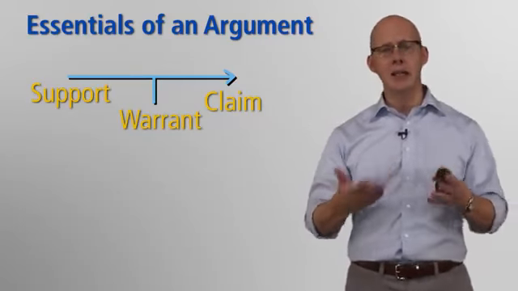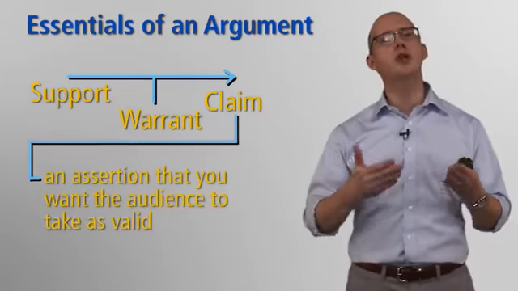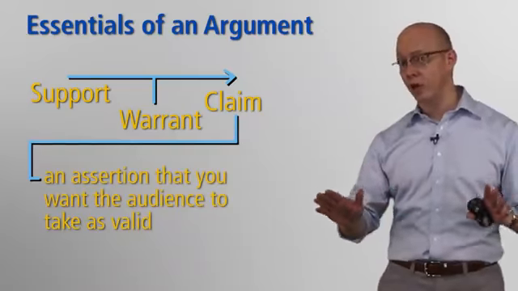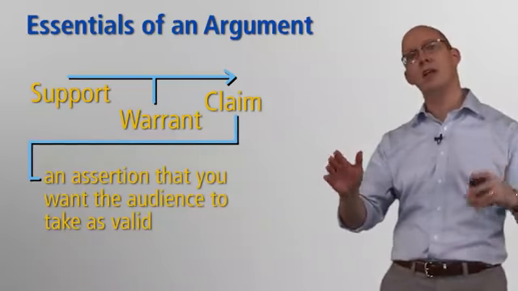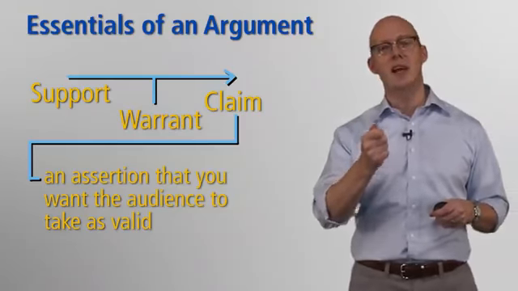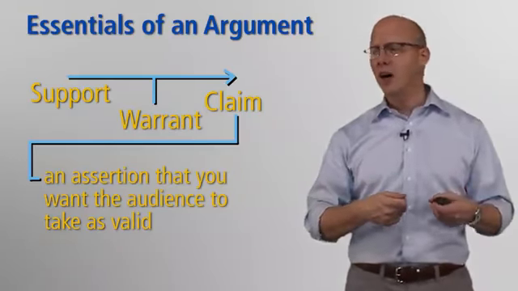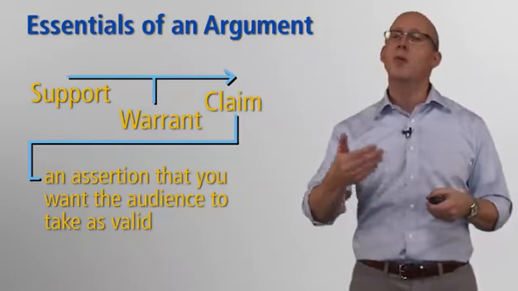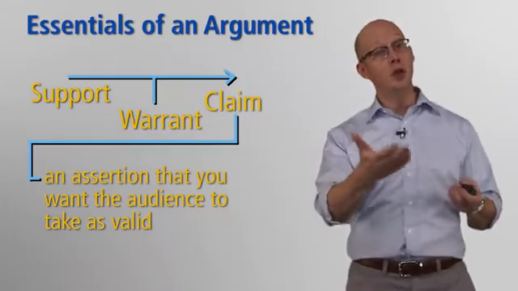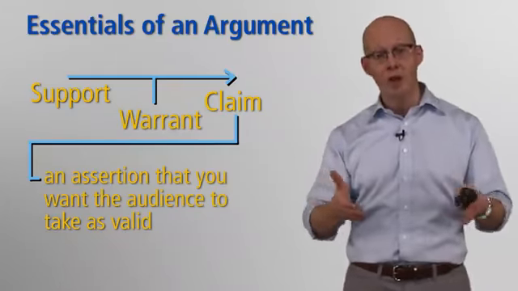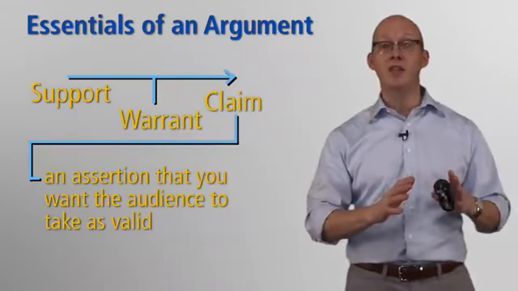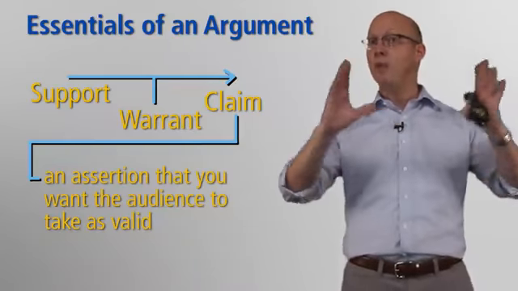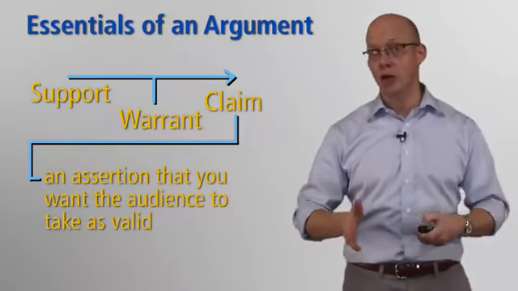To begin with, a claim. A claim is an assertion you want the audience to take as valid. Once again, we're in the realm of argumentation, not truth necessarily, so we want something to be taken as valid, reasonable, believable. In the impromptu, you have two claims, your two main points. Those are claims in advance of another really big claim, your thesis statement. So you've got one big claim supported by two smaller claims.